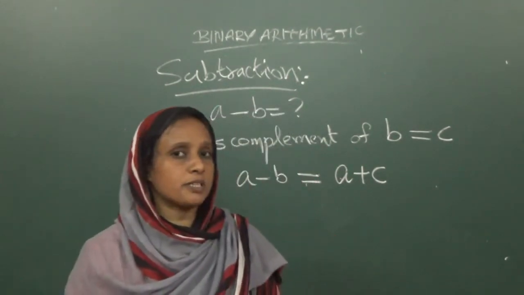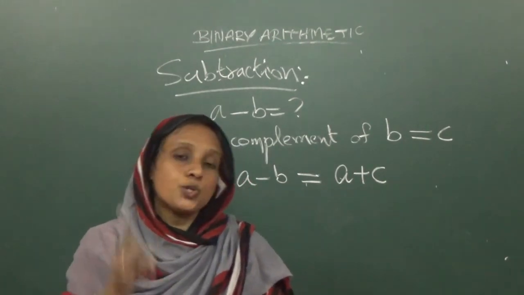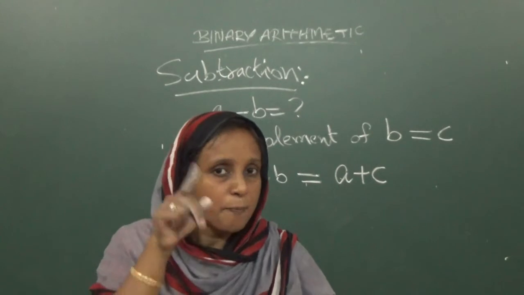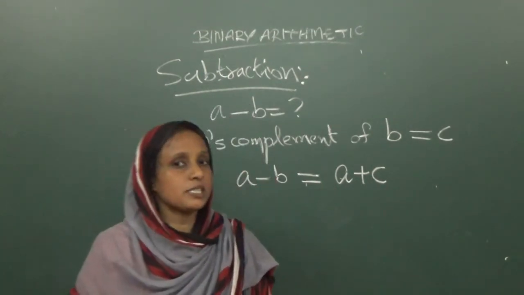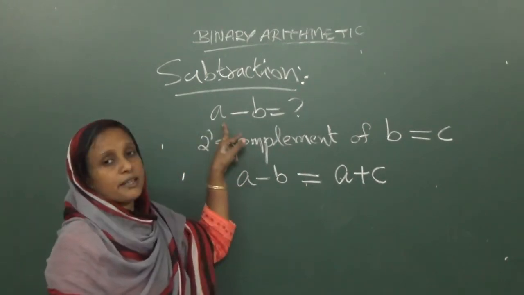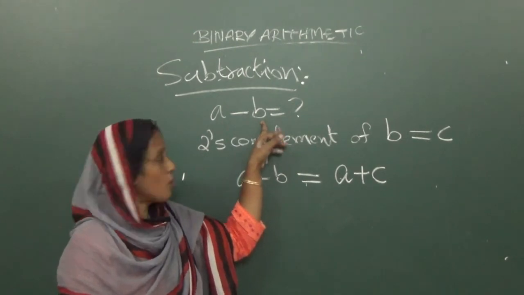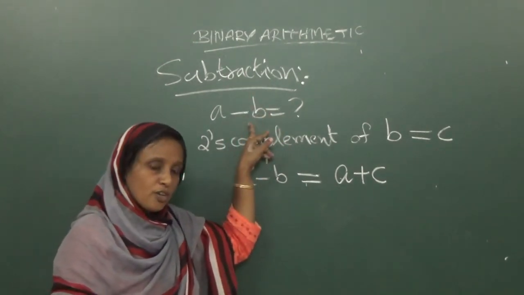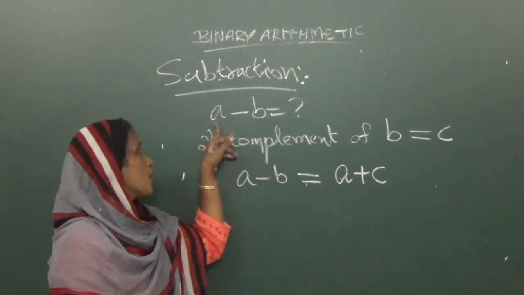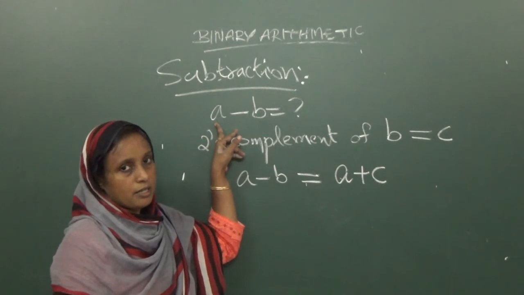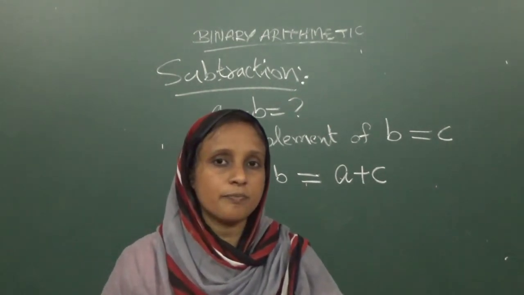So, if you want to subtract one number from another, you have to take 2's complement of the number being subtracted and add this to the first number. In this case, A is the first number, B is the number being subtracted. So, we want to take 2's complement of B, then add this 2's complement of B to the number A. This gives us the subtracted result.